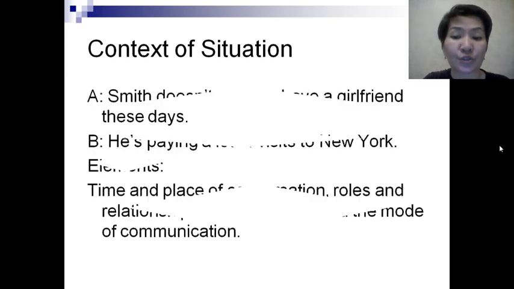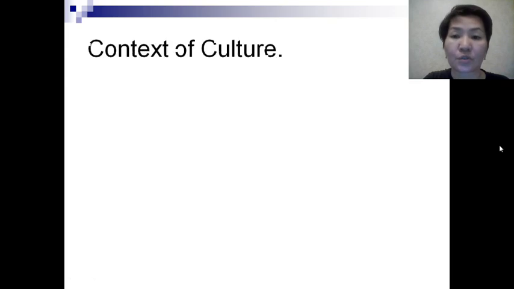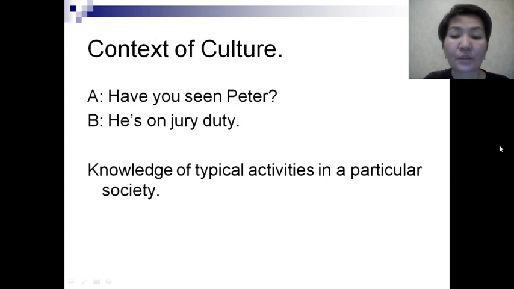Context of situation. Here, look: Smith doesn't seem to have a girlfriend these days. He's paying a lot of visits to New York. Time and place of conversation, roles and the relationship of the speakers, and the mood of communication. So what do they influence? The context of situation. Context of culture: Have you seen Peter? He is on jury duty. Knowledge of typical activities in a particular society.